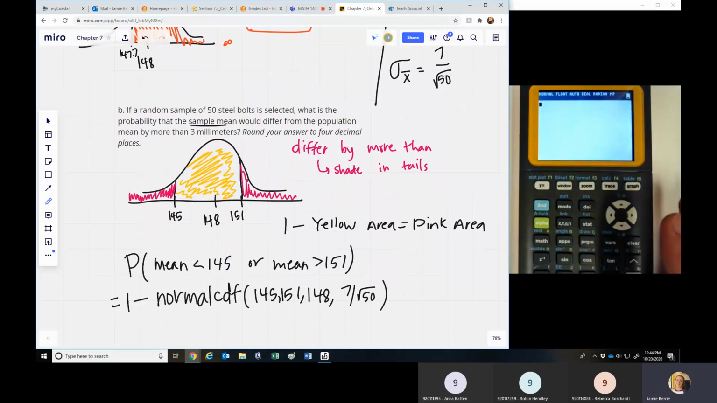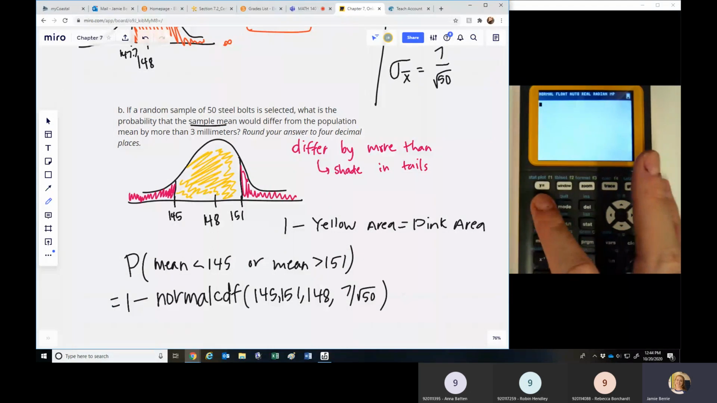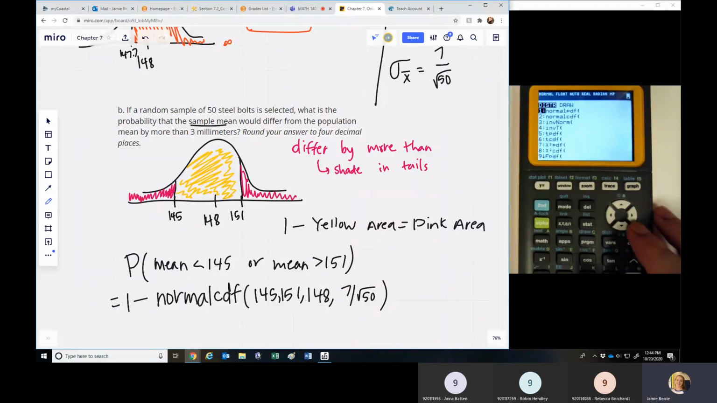So the standard deviation is 7 divided by square root of 50. All right, so second VARS, go to normal CDF. Lower limit is 145. Upper limit is 151. Mean is 148. Standard deviation is 7 divided by square root of 50. All right, so that's what it should look like. And then just hit enter. Oh, perfect.